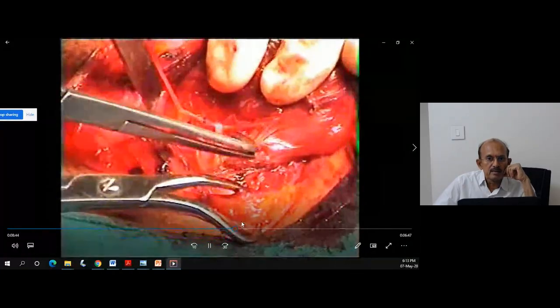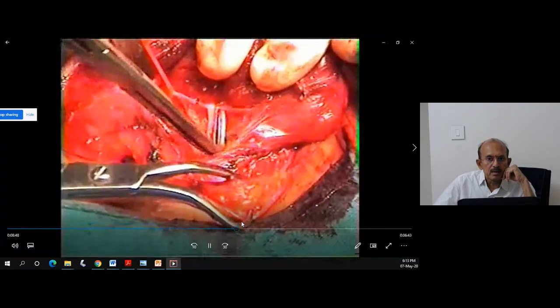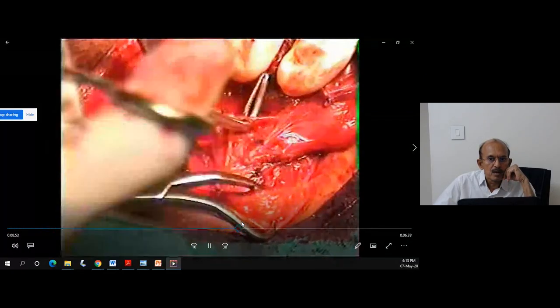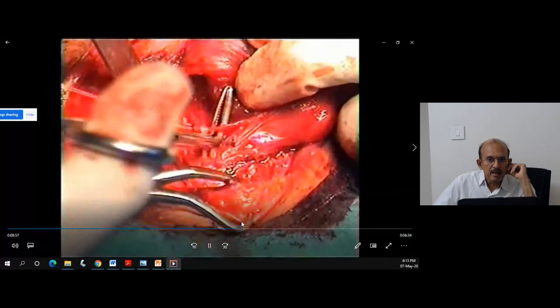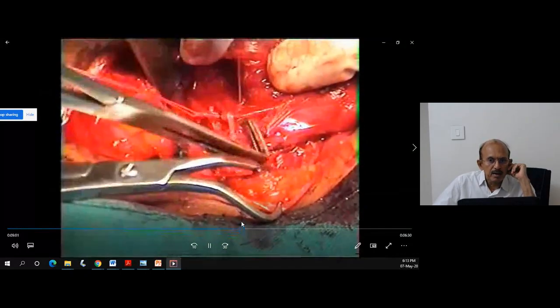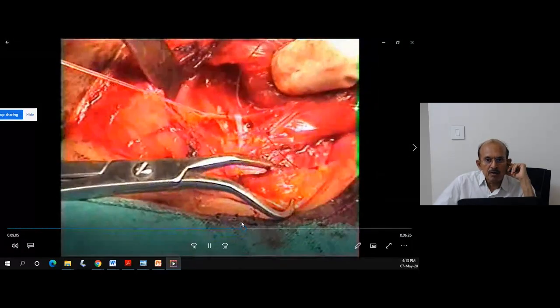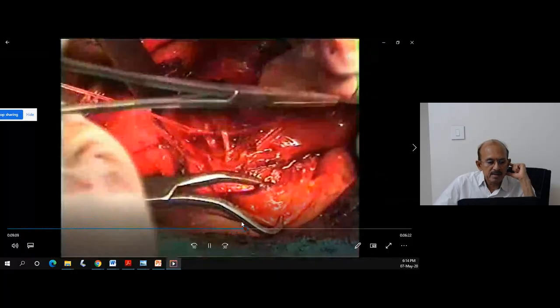So there is one branch. So I am separating the branch. I hope you can appreciate the nerve and the one branch of the inferior thyroid artery which is going deep to the nerve. If you had not observed the nerve, you would have easily damaged it in this case.